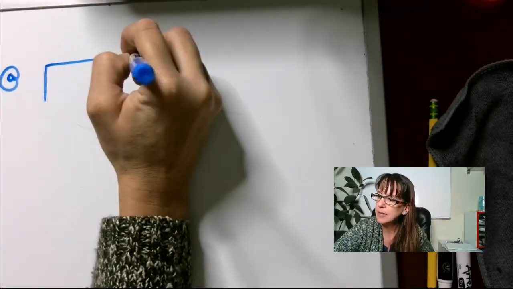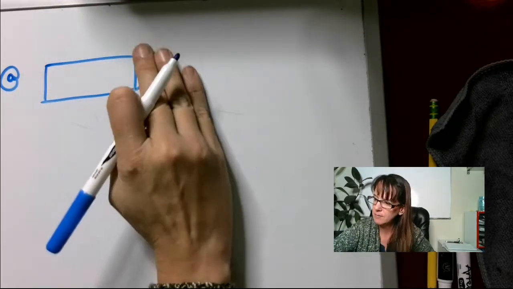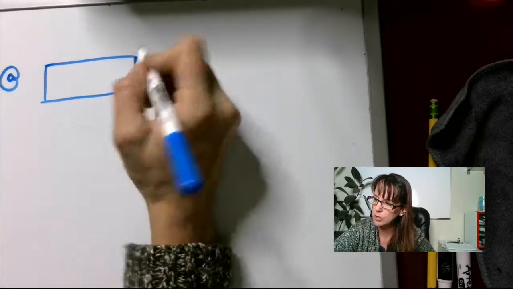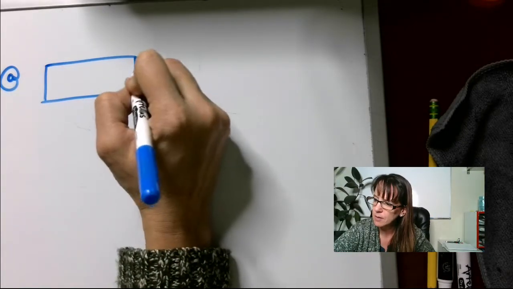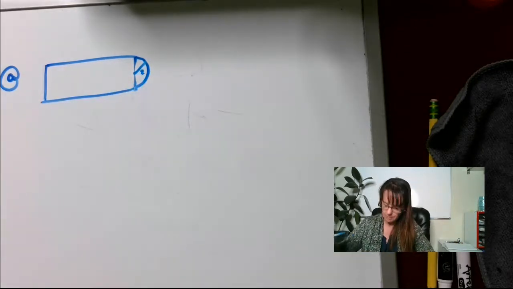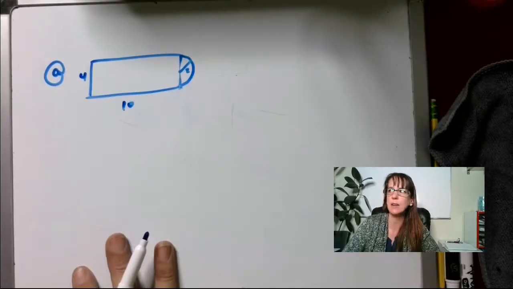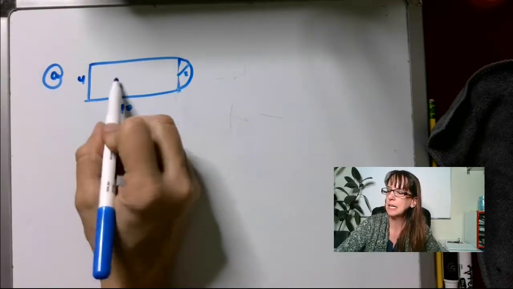All right, so the base looks like this. It was like a portion of a circle. All right, so the radius is 2. You can't really see that. 4 and 10. Well, the rectangle's pretty easy, right? We're going to multiply. 4 times 10 gives us 40.